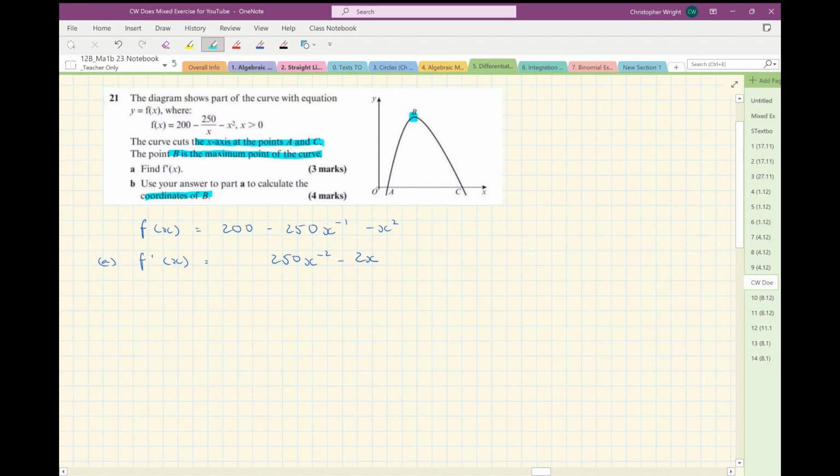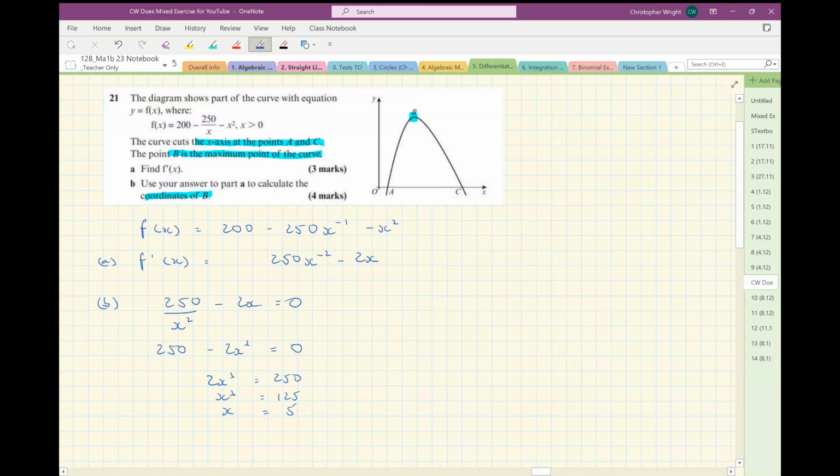Right, part B. Use your answer to part A to calculate the coordinates of B. Well, B is the maximum there, isn't it? So the point B is going to occur when the first differential equals 0. Okay, so this is the equation I've got to solve. So I've got 250 over x squared minus 2x equals 0, so 250 minus 2x cubed equals 0. So I've got 2x cubed equals 250. x cubed equals 125. So x is the cube root of 125, which is 5.